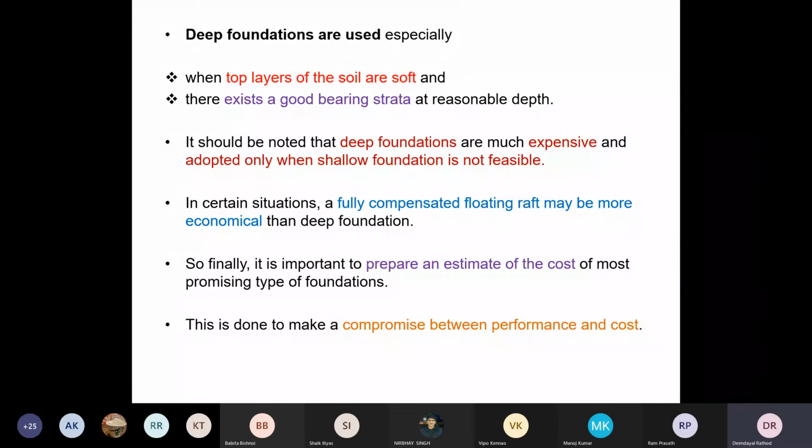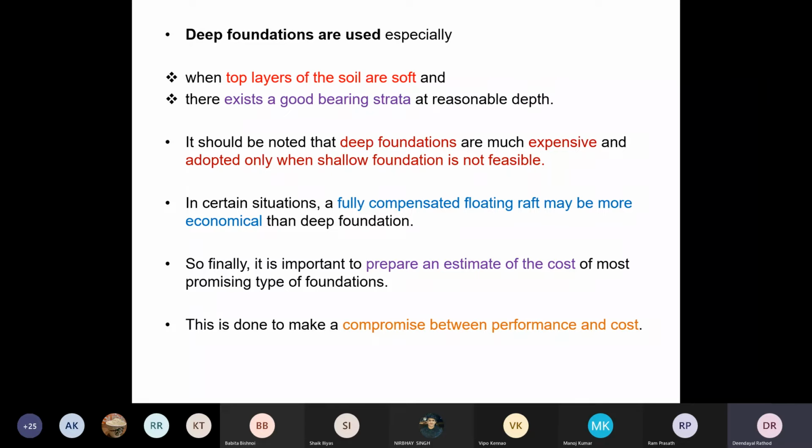Deep foundations are used especially when the top layer of the soil is very soft and there exists a good bearing stratum at a reasonable depth. It should be noted that deep foundations are much more expensive and adopted only when shallow foundations are not feasible, because we will provide 10 to 15 meters depth of concrete. So it is much costlier compared to shallow foundations.